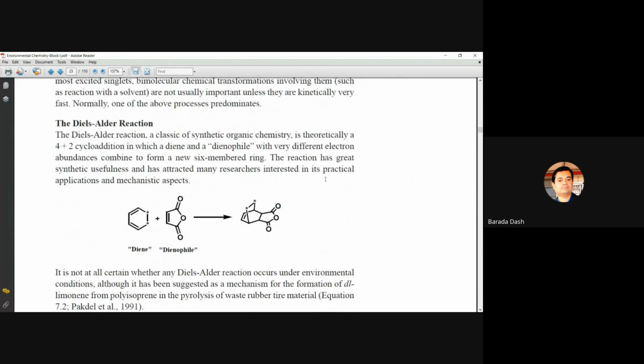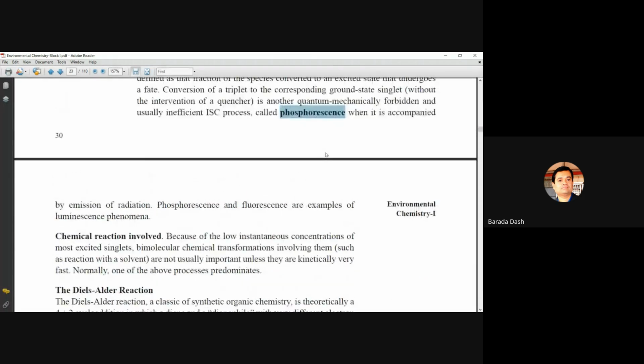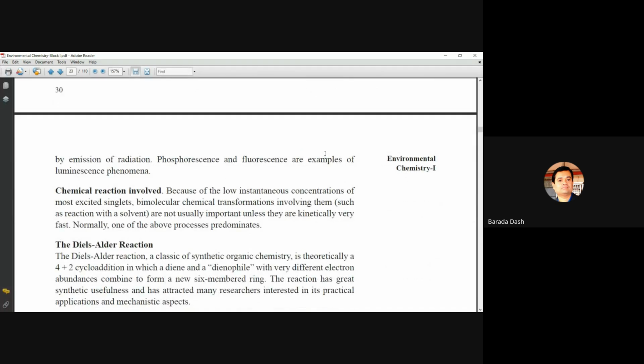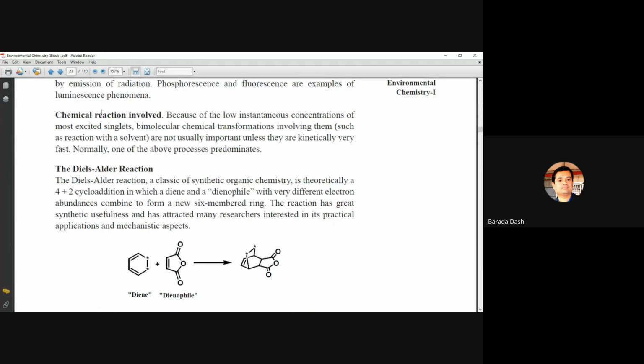Then there are other chemical reactions involved. There is another reaction called the Diels-Alder reaction.